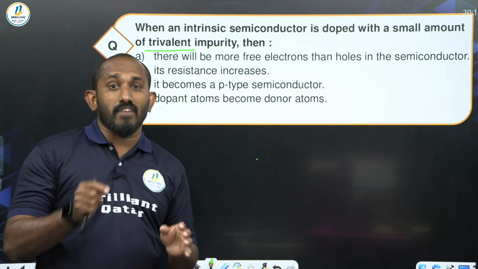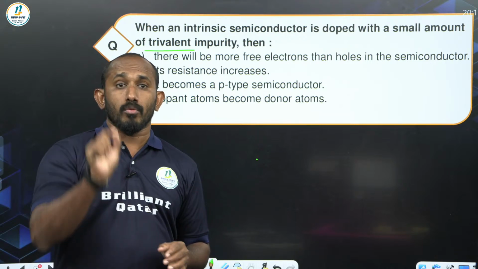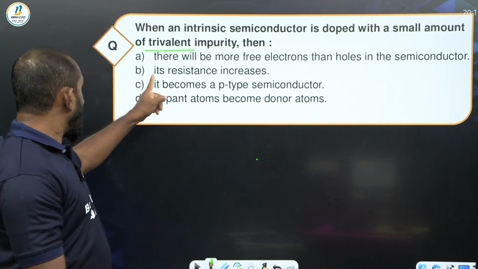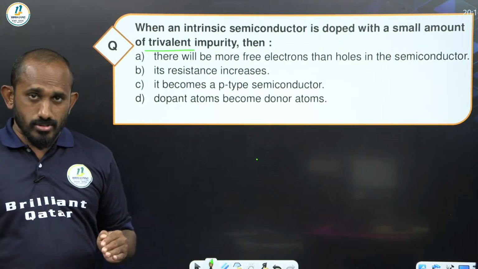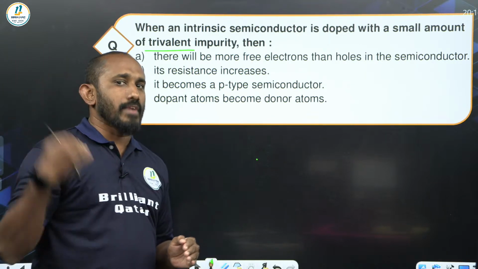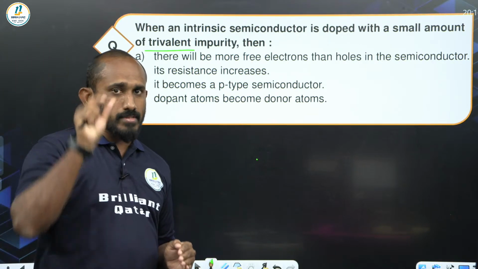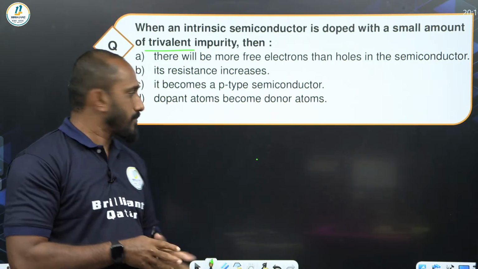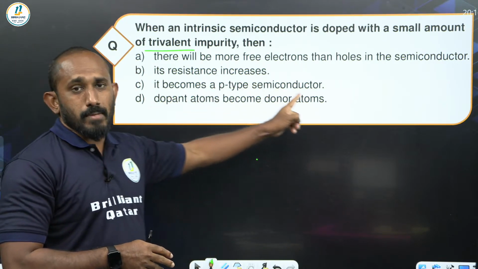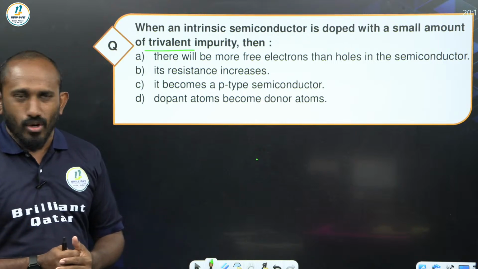No, trivalent has one deficiency of electron, so we will be getting holes. Its resistance increases. Resistance actually we cannot say, because based on temperature, and the number of charges per unit volume also we have to check. It becomes a P-type semiconductor. Yeah, that's more accurate, I hope.